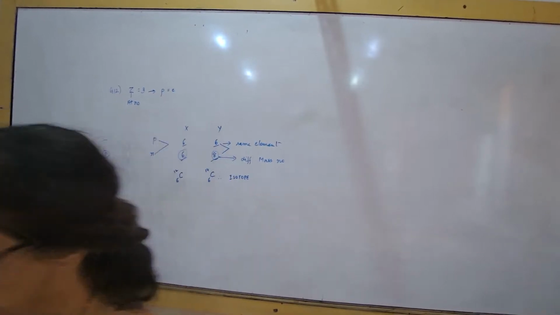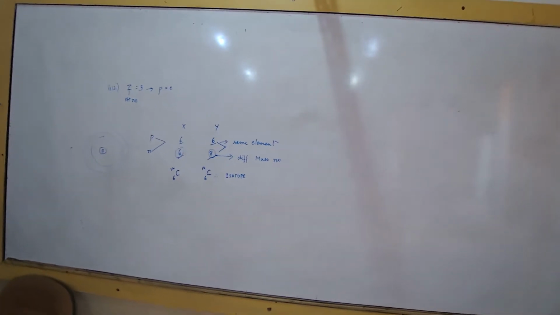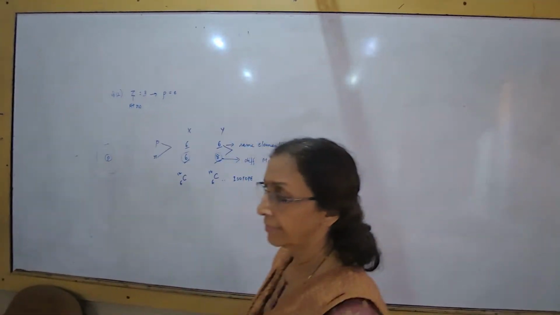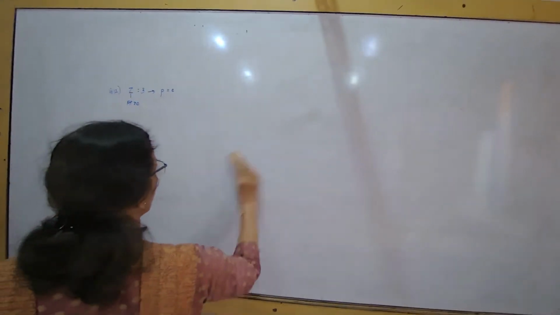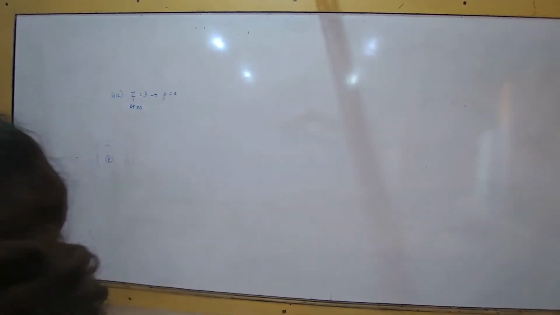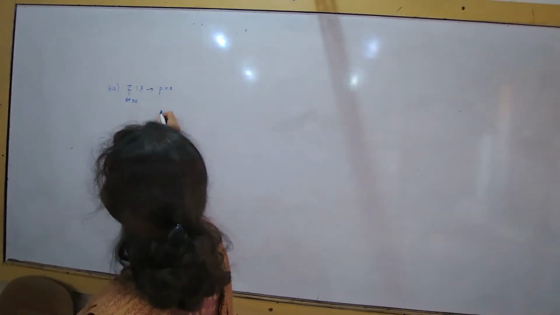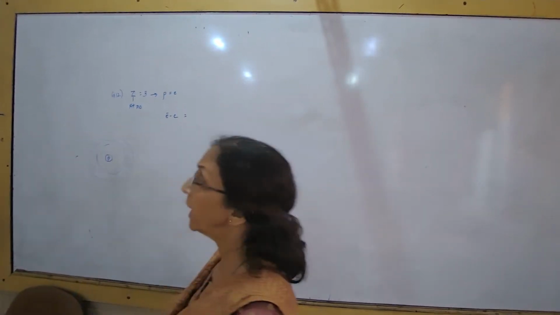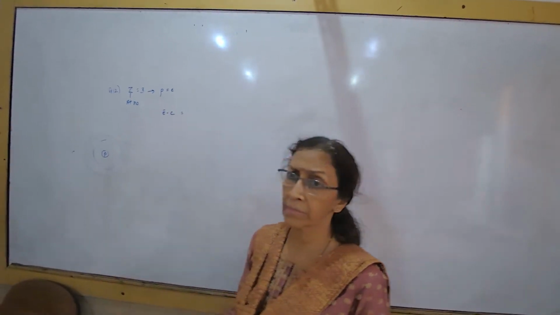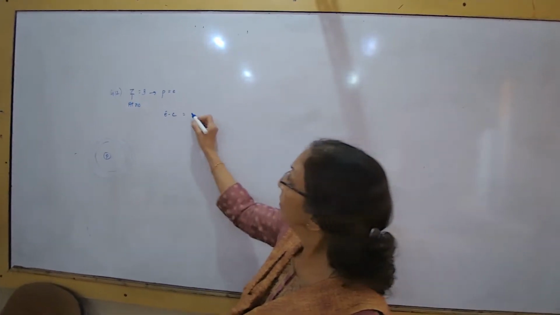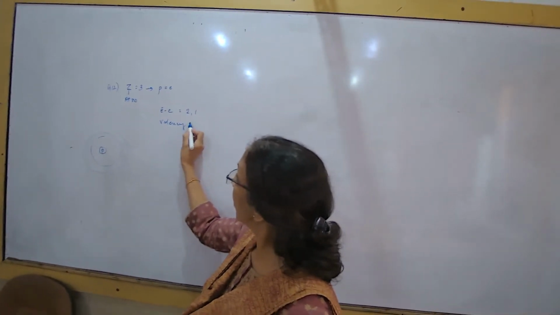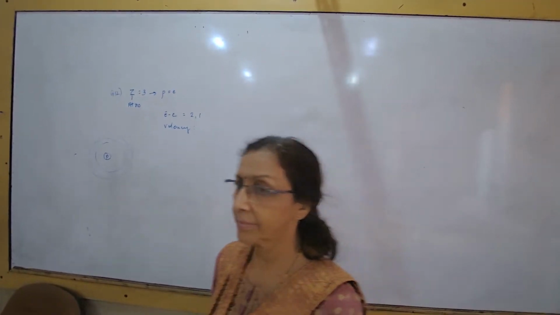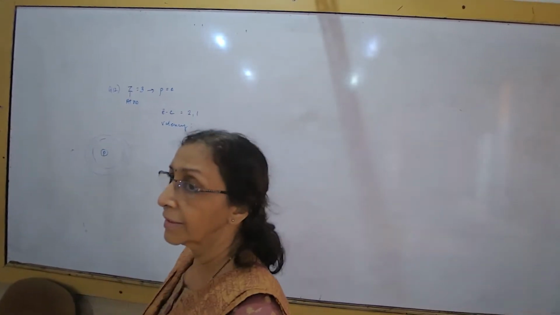Now, what else have they asked? What will be the valency of the element? What is valency? How will you find out valency? The electronic configuration is 2, 1. So I want to find out what is the valency. What is lithium? Valency is minus 1?